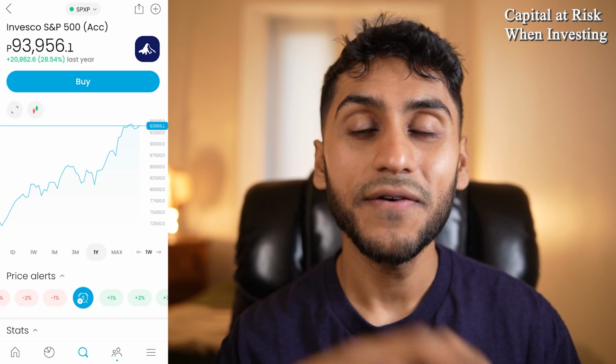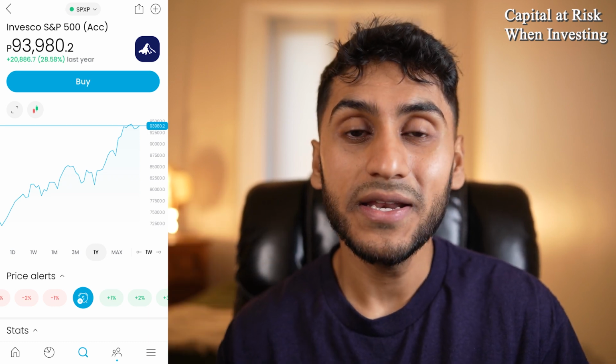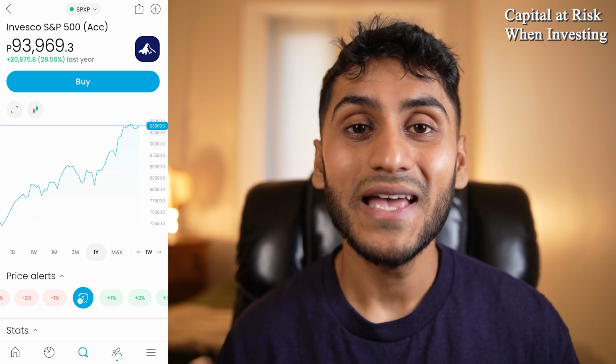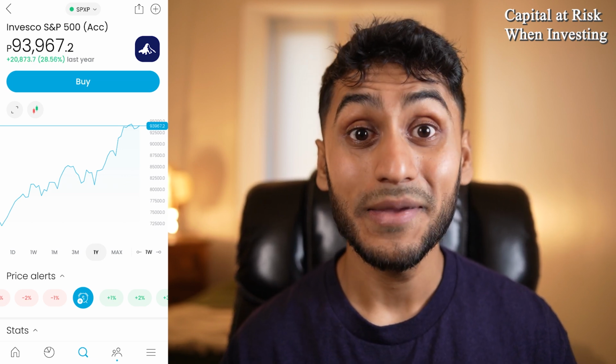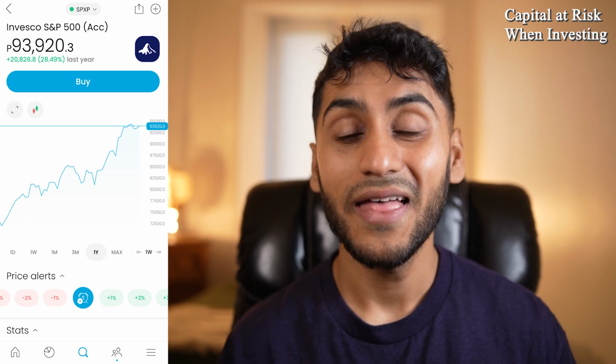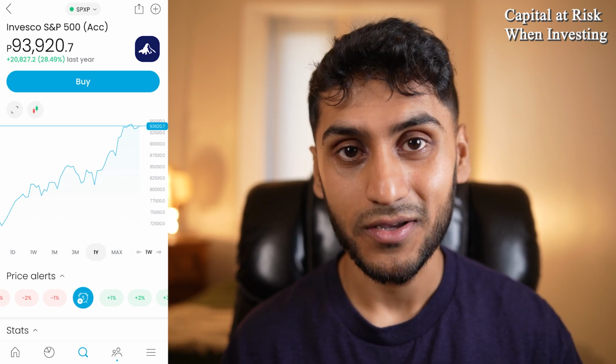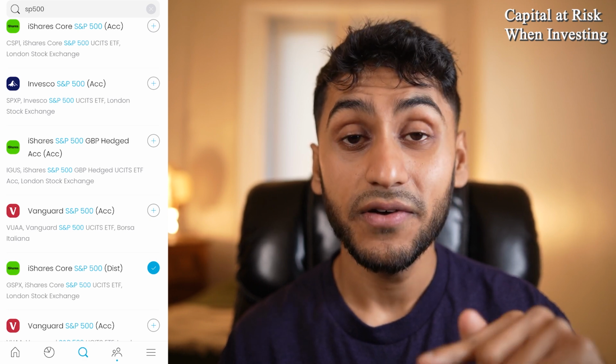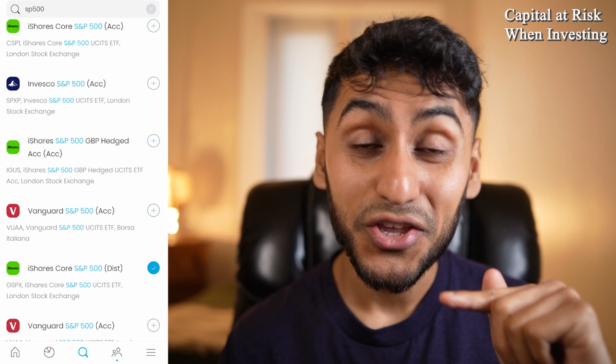When you invest into a fund like this, Invesco will make money from the total expense ratio, so will Vanguard, so will iShares. Of course, as a company, they want to make money by getting more people to invest into their fund, and that's just how the investing world works. So next there is another S&P 500 fund called the iShares S&P 500 Great British Pound Hedged Accumulating version.